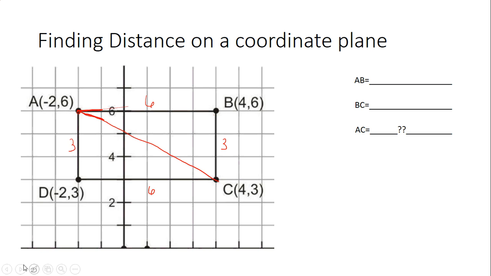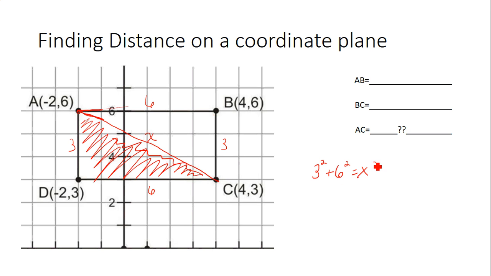Now, one way you could calculate distance diagonally here would be to view this as a right triangle, right? You could say, hey, I know a formula that might help me find this distance. 3 squared plus 6 squared equals x squared. What formula am I using? That's right, the Pythagorean theorem. a squared plus b squared equals c squared. c is always that hypotenuse.